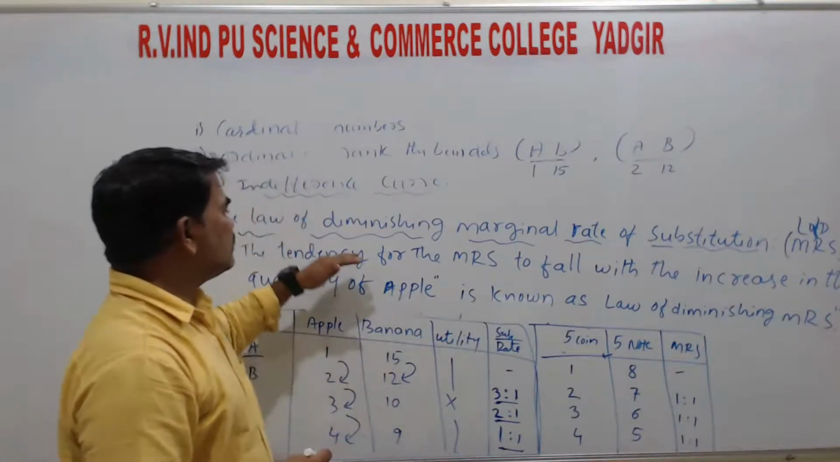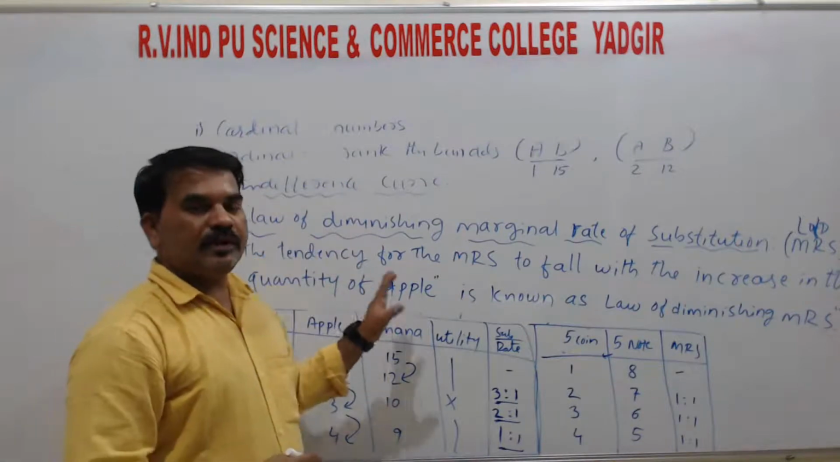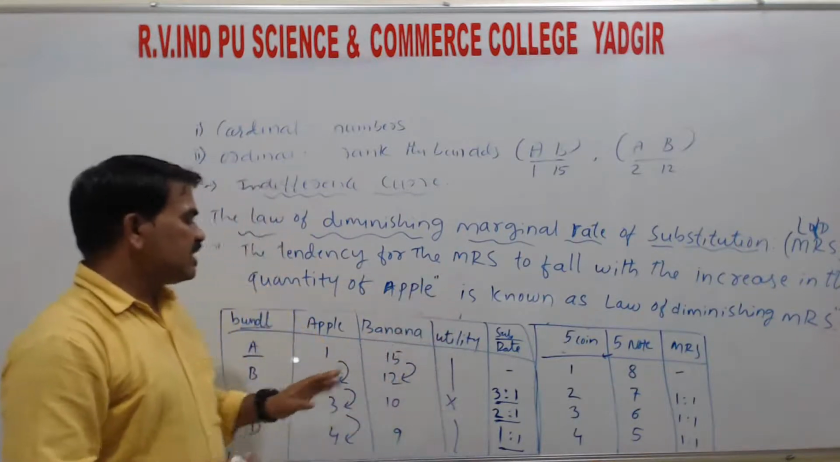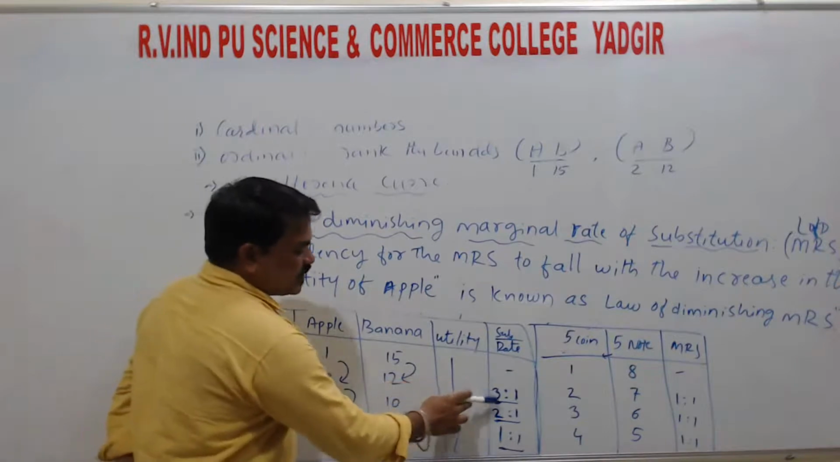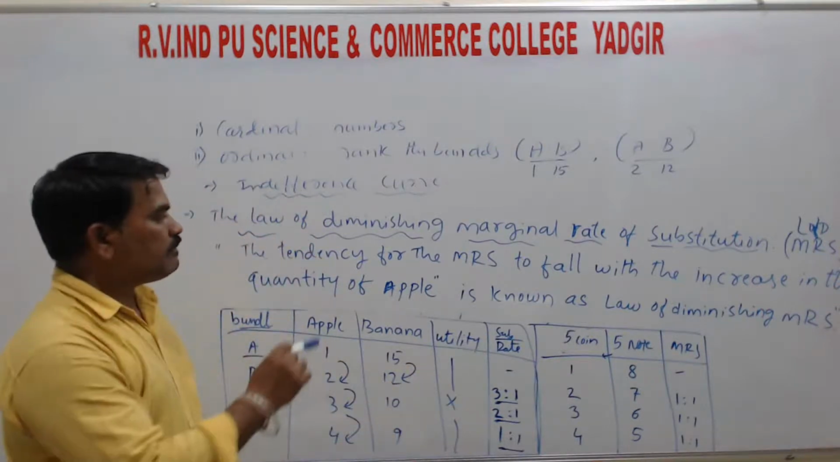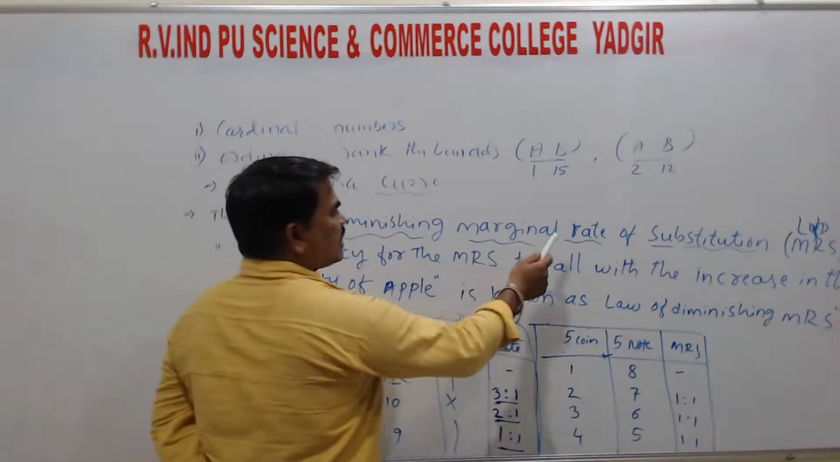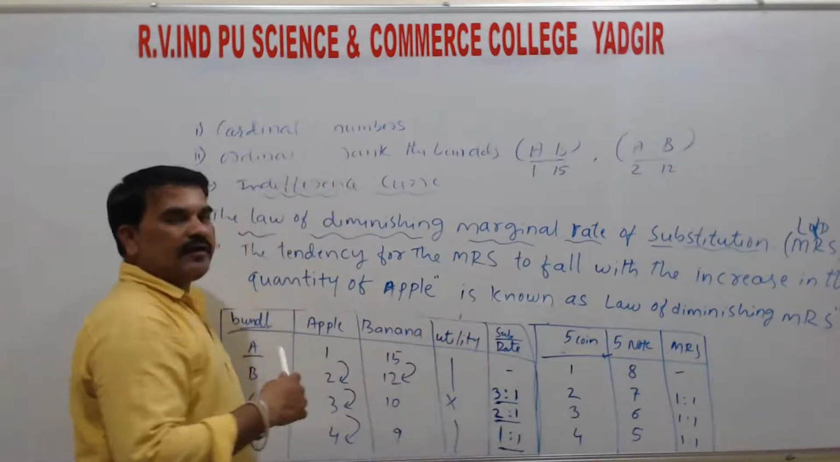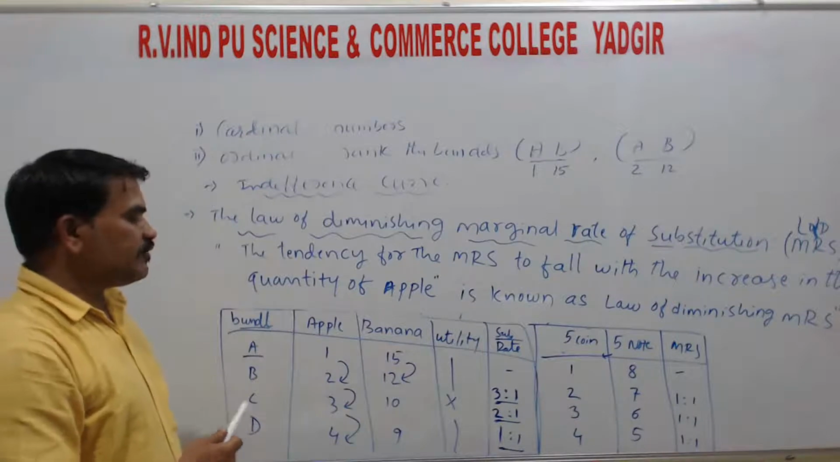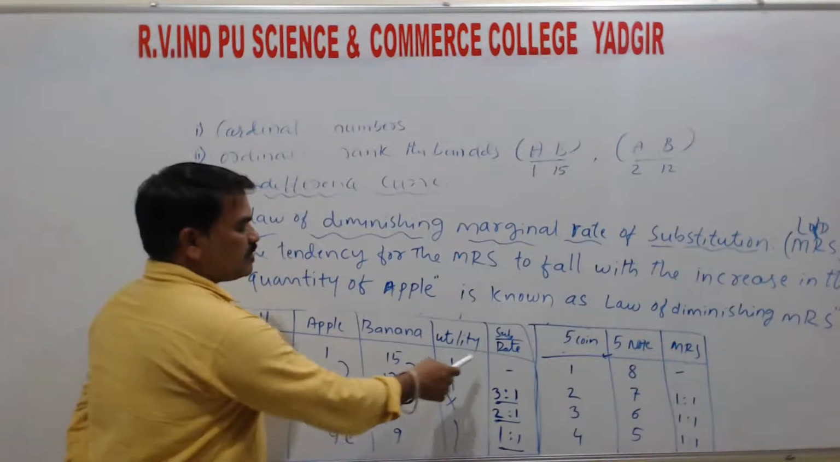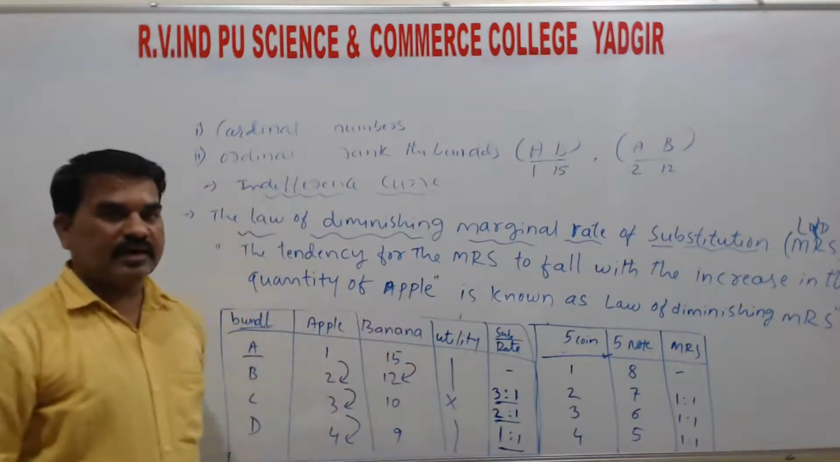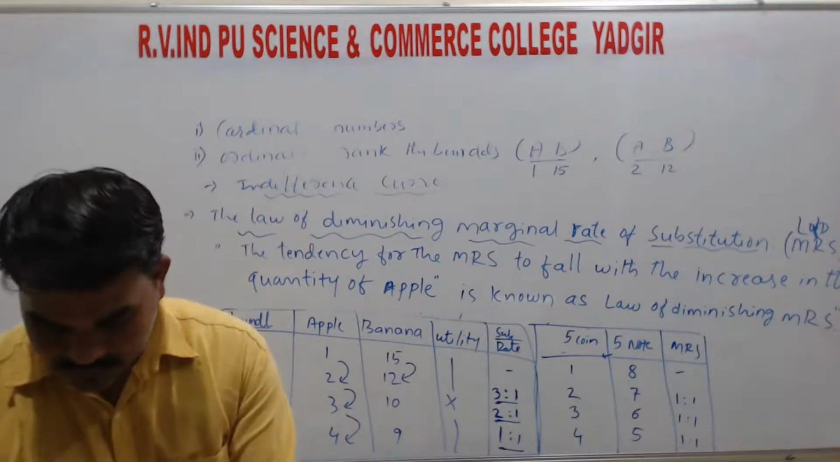When will it start diminishing? When there is no perfect substitution, that time we can see this diminishing marginal rate of substitution. Only we can see the marginal rate MRS is diminishing when we don't have perfect substitution. If we have perfect substitution, then there is no diminishing in MRS. Right?